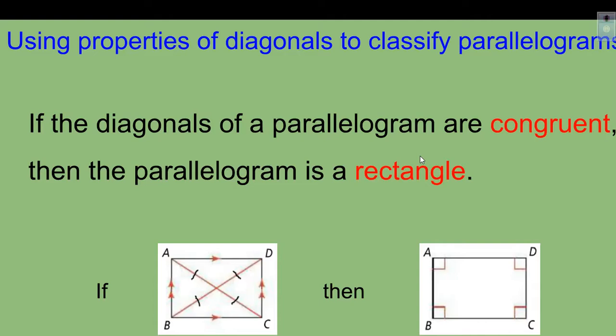And for the rectangle, if the diagonals of a parallelogram are congruent, then the parallelogram is a rectangle. So all four sides here are different, but they're parallel to each other. Diagonals are congruent, so therefore it has to be a rectangle. So that means we have four right angles.